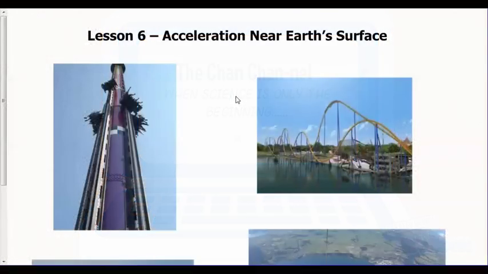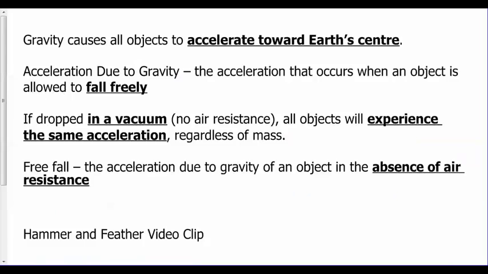So this is lesson 6, and today we're looking at acceleration near the Earth's surface. And just so you remember, yesterday, from lesson 5, we were talking about a couple of equations that we can use when we're doing acceleration. One very important thing is that the first equation we've learned is the constant velocity equation: V, velocity, is displacement over time.